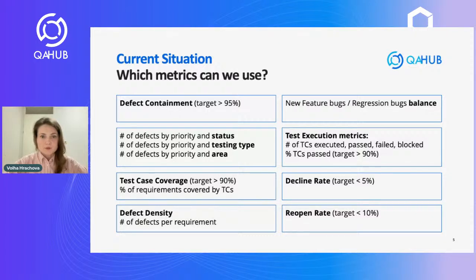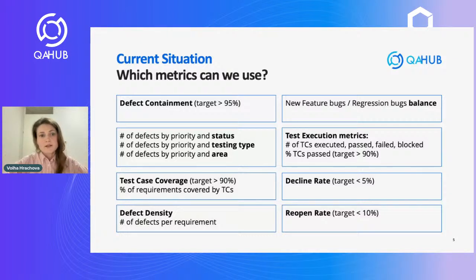Other metrics are connected to a number of issues, and there can be different allocation of issues, but I think the most interesting ones is number of defects by status. So we have a big number of open issues, or we have a big number of fixed but not yet tested issues, or number of defects by testing types. So let's say we have a big amount of regression issues, it means something for us, right? And also a big number of defects by priority in certain area or in certain feature or in certain component. It's also an important information.